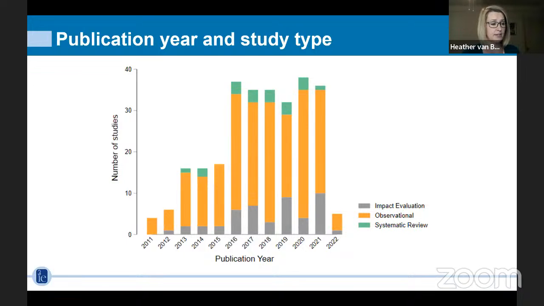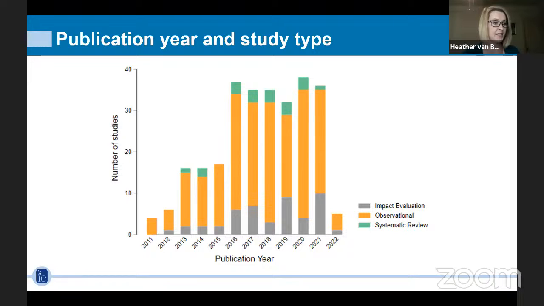Breaking these 279 studies down by publication year and study type, we found that most of our included studies were published between 2016 and 2021, with a pretty large jump between the years 2015 and 2016. There's a lot more research coming out in this space within that time frame. The few studies you see here for 2022 are more of an effect of the timing of our search. We ended our search for studies in May of 2022, so that's more reflective of the timing of our search rather than the actual volume of literature for that year. More is being published all the time.